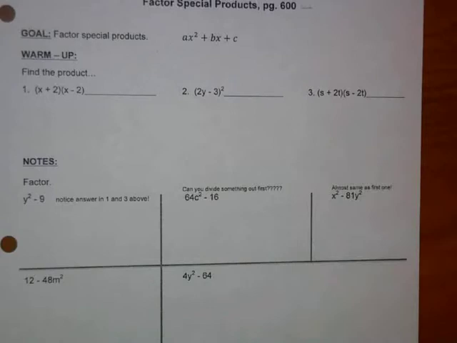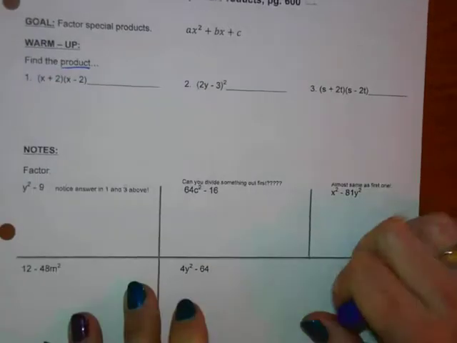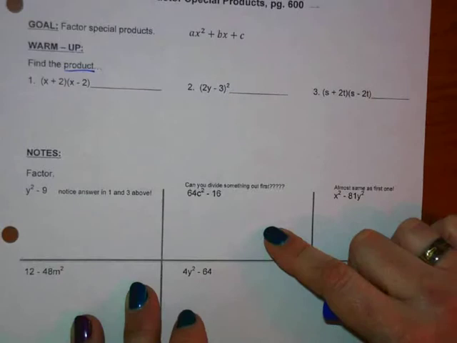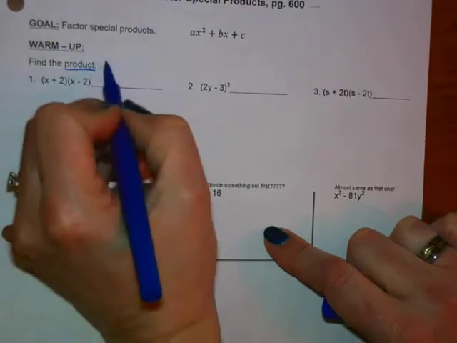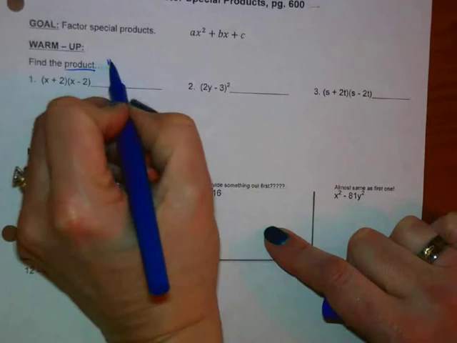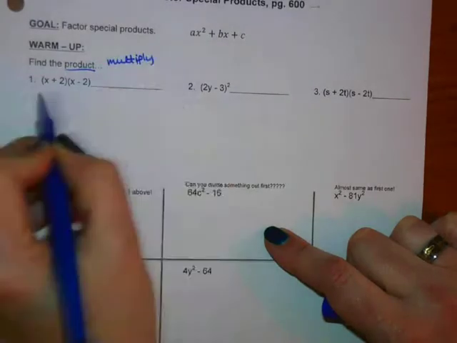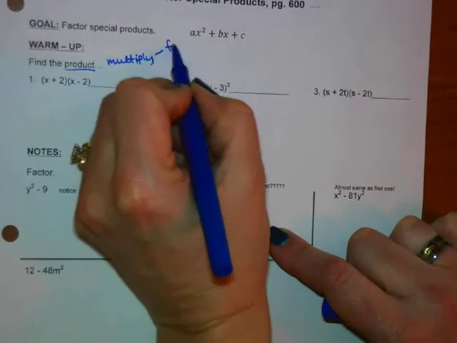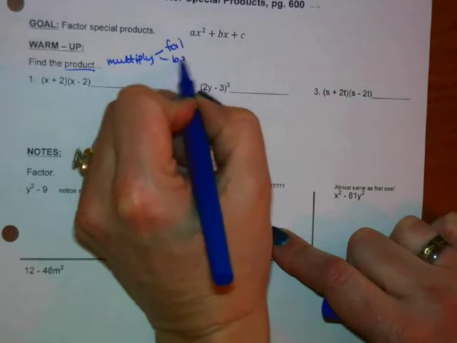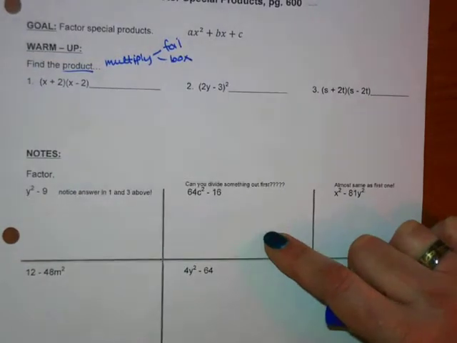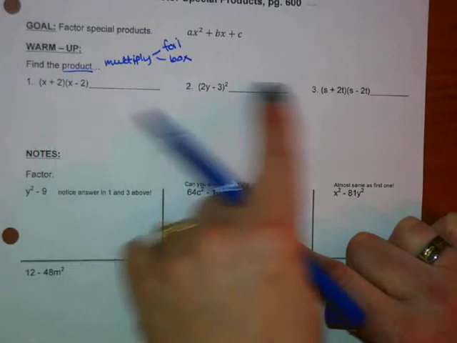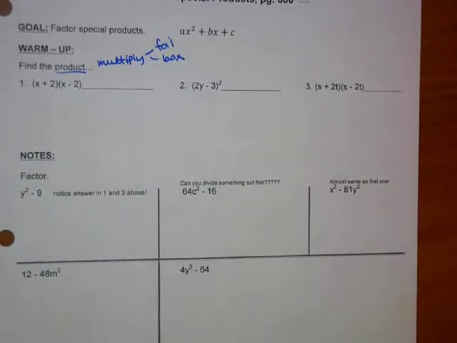So when it says find the product, that means to do what again? What's product? That is one method. It means to multiply. And when you are multiplying stuff like this, you're either FOILing or using the box method. Okay? So take a few minutes to do 1, 2, and 3. And do it because it really does pertain to what we're doing today.